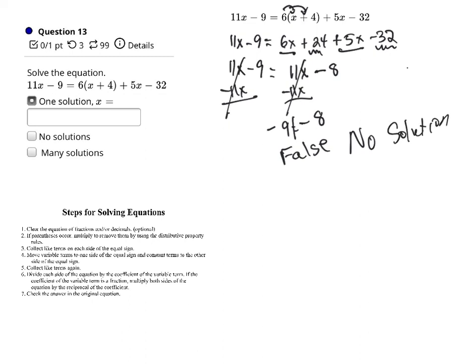And here, again, they had different ways of saying it. One solution, that's if we still had an x and we got x equals some number. Many solutions is another way to say all real numbers, or infinite number of solutions. But our answer is no solution.